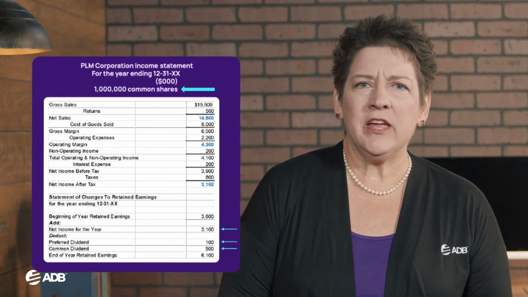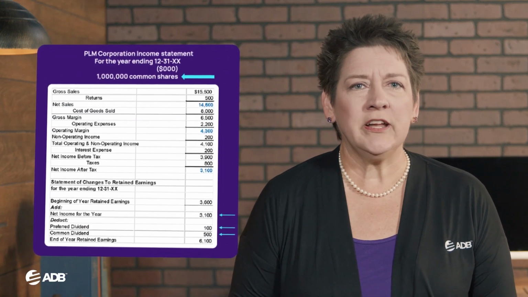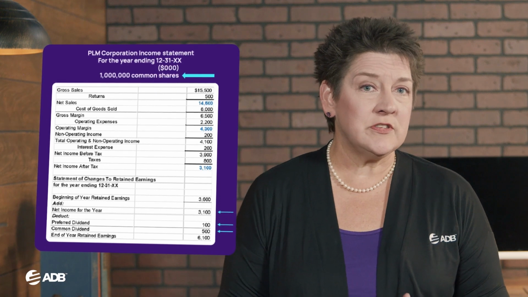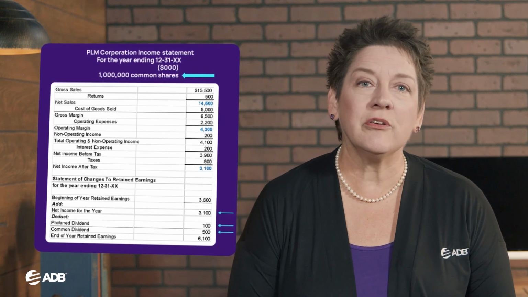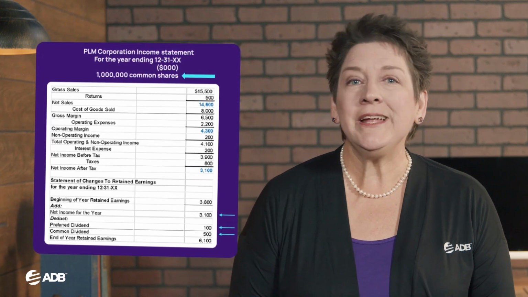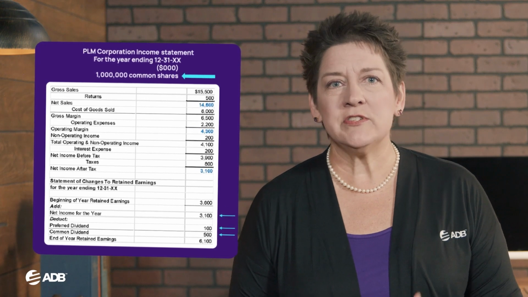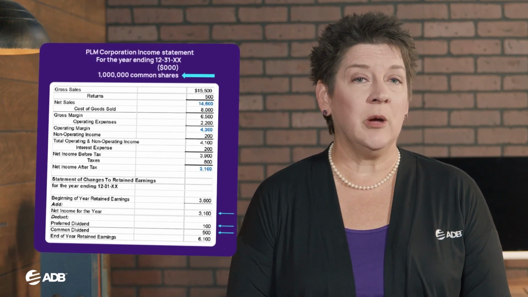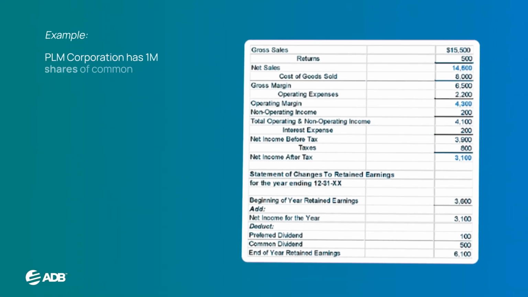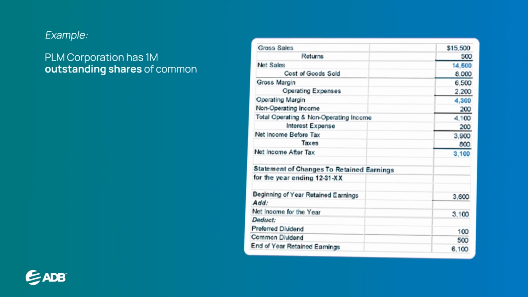Notice that following the income statement is a smaller financial statement that shows the charges to the company's retained earnings for the year. These are the earnings that the company has not distributed to shareholders as a dividend, and they're shown on the company's balance sheet. On that balance sheet, you'll also see how many outstanding shares PLM Corporation has. In this example, PLM Corporation has 1 million outstanding shares of common.